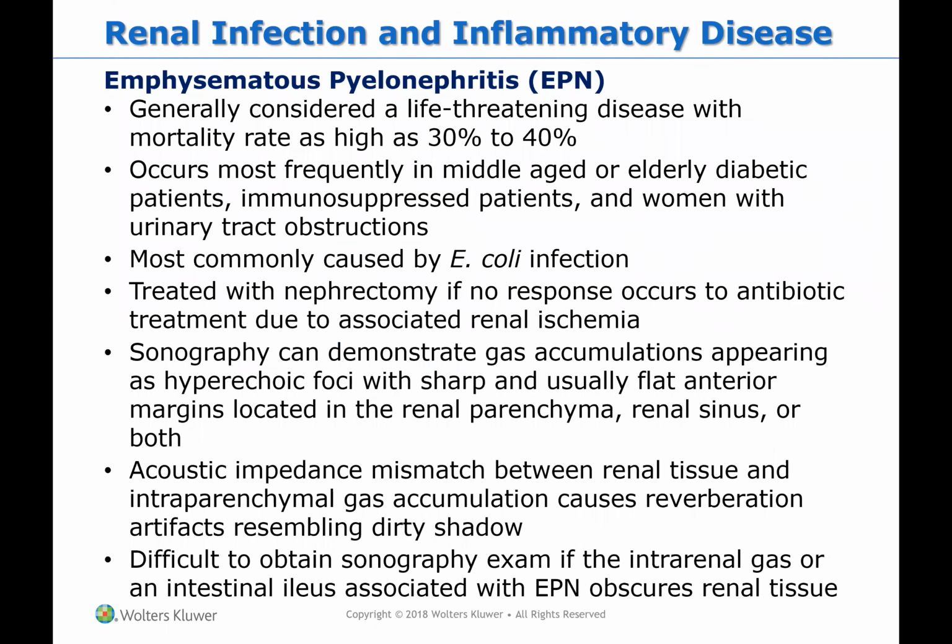You can also have, this word just always gets me, emphysematous pyelonephritis, EPN, and it's generally considered a life-threatening disease with a mortality rate as high as 30 to 40%. So that's pretty crazy. It's most commonly caused by E. coli, and it's treated with nephrectomy if there's no response to antibiotic treatment due to renal ischemia.